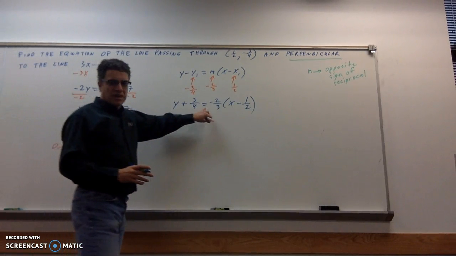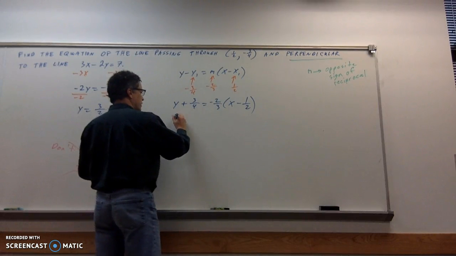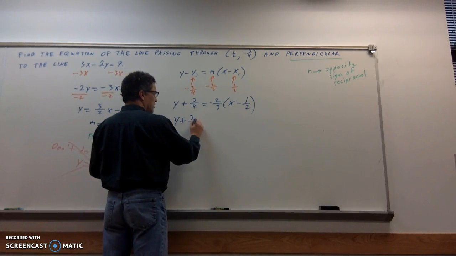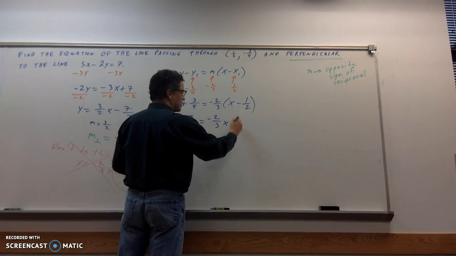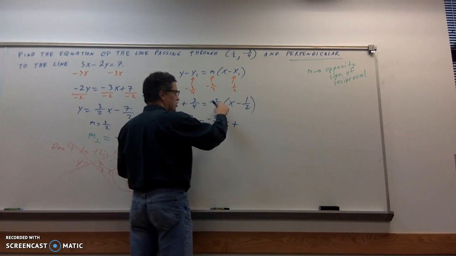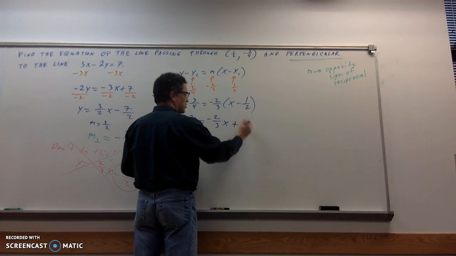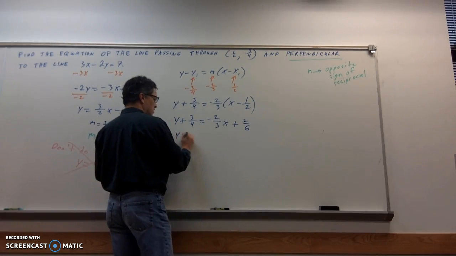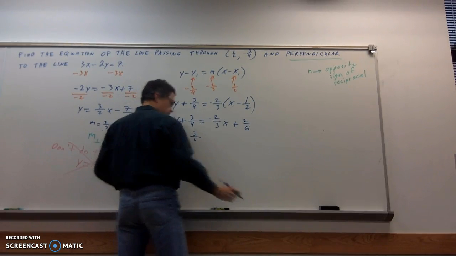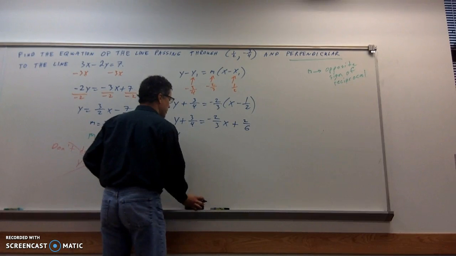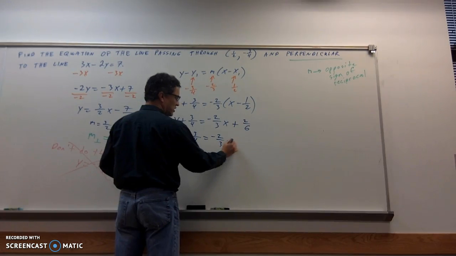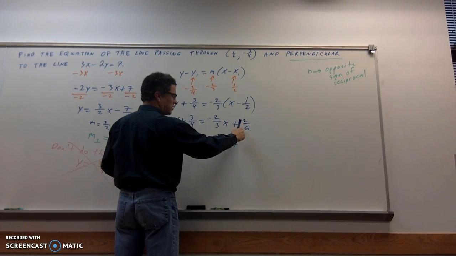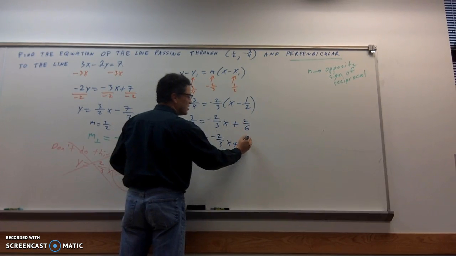Now I'm going to distribute my negative 2/3 through. So y plus 3/4 equals negative 2/3 x. Negative times negative is a positive, and then 2 times 1 is 2, 3 times 2 is 6. Let me reduce this guy. Y plus 3/4 equals negative 2/3 x plus 2/6, reduced is 1/3.